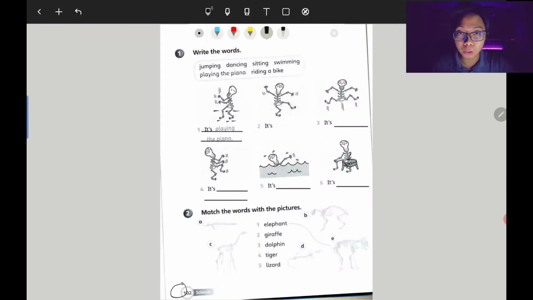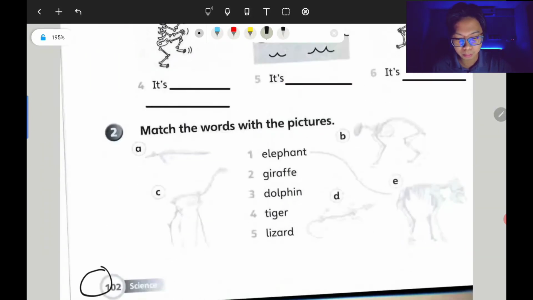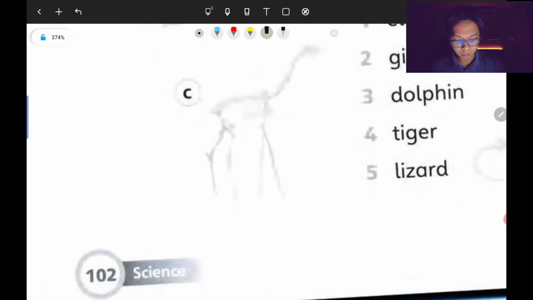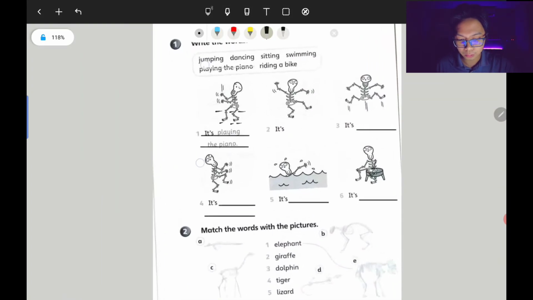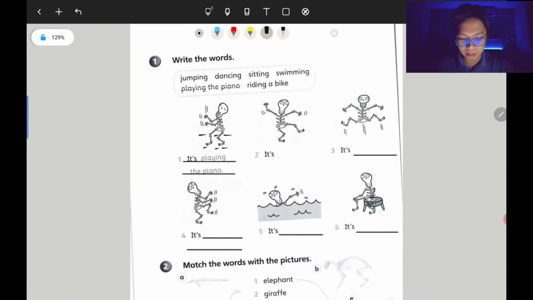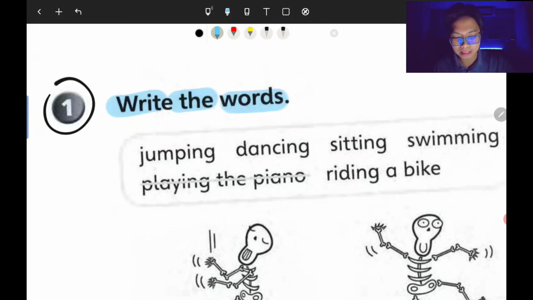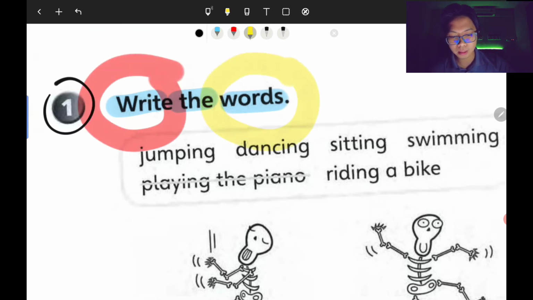Alright, now on your Supermind workbook, okay, buku latihan, no color. Also on page 102, science. Let's do a little bit of exercise. Over here we have two activities. Ada dua activity. Activity 1, you would need to write the words. Kena tulis. Kamu kena tulis perkataan-perkataan berikut. So what are the words?